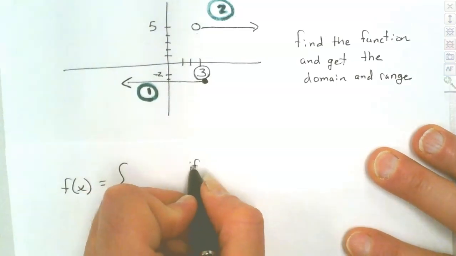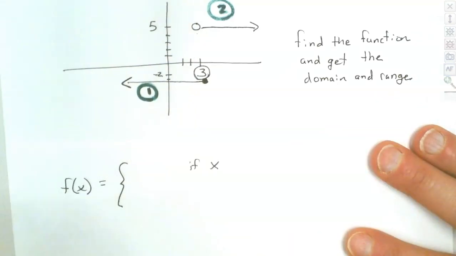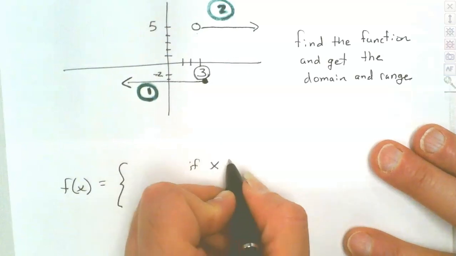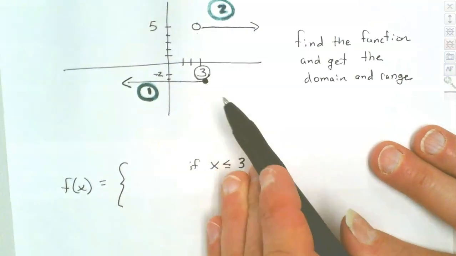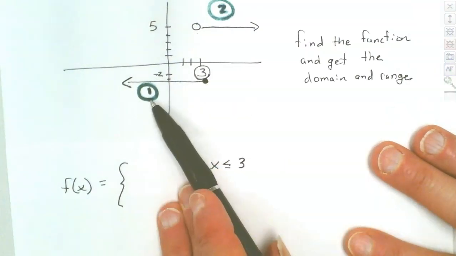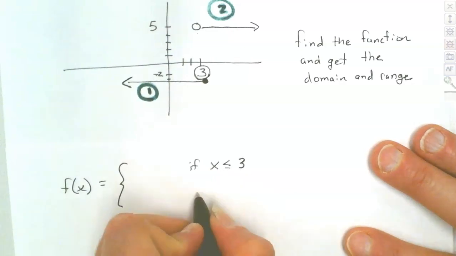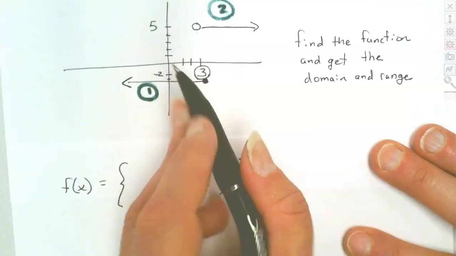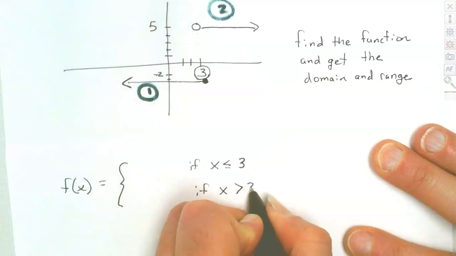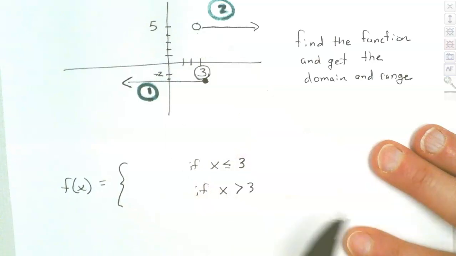So our first one is going to be if x, and we're looking at the left, so if x is less than or equal to 3, because it has a closed circle here at 3. Our first row is right here. You always work from left to right. And so we're looking at x less than or equal to 3. What about our other one? Well, our other one is if x is going to be the opposite, and it's going to be greater than 3, because it has an open circle. So that means it's strictly greater than 3.